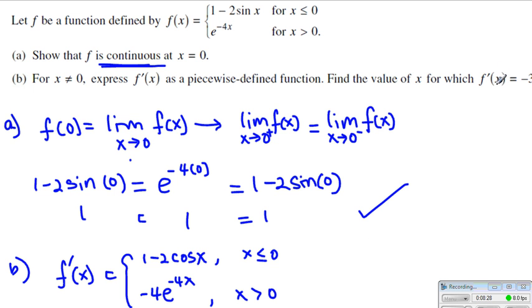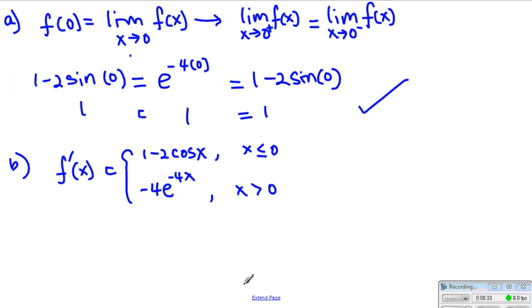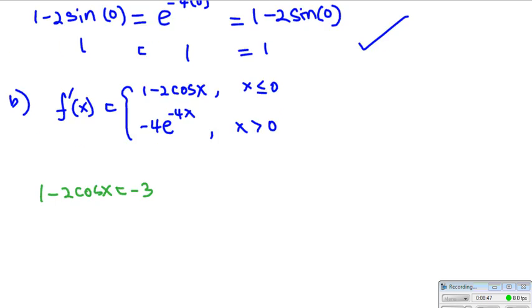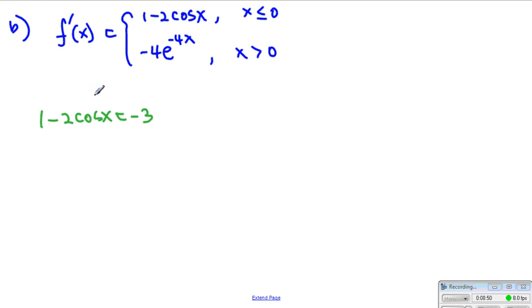Now, we are looking for the x value where its derivative is equal to negative 3. Since we do not know where the value of x would be, we have to try both of them. So here it goes. Let's look at the first one, 1 minus 2 cosine of x. Can this in fact be equal to negative 3? Then by subtracting, negative 2 cosine of x has to be equal to negative 4. Then cosine of x is equal to 1/2.